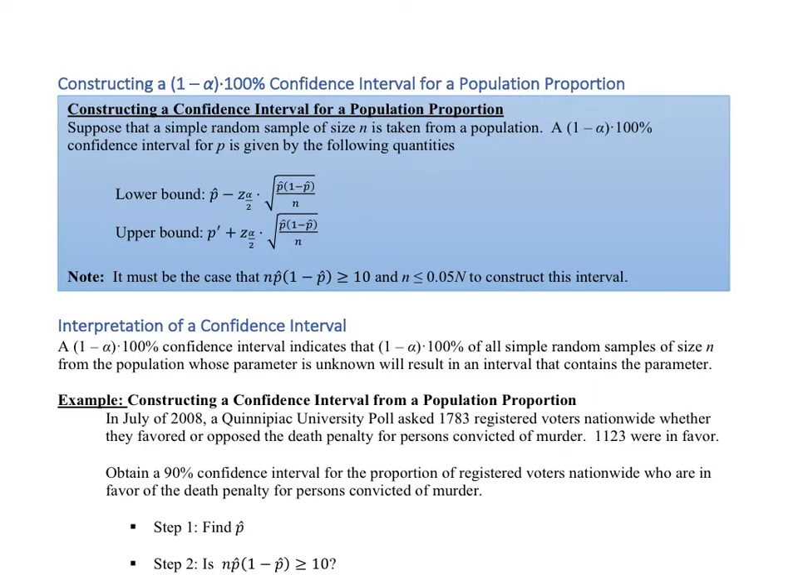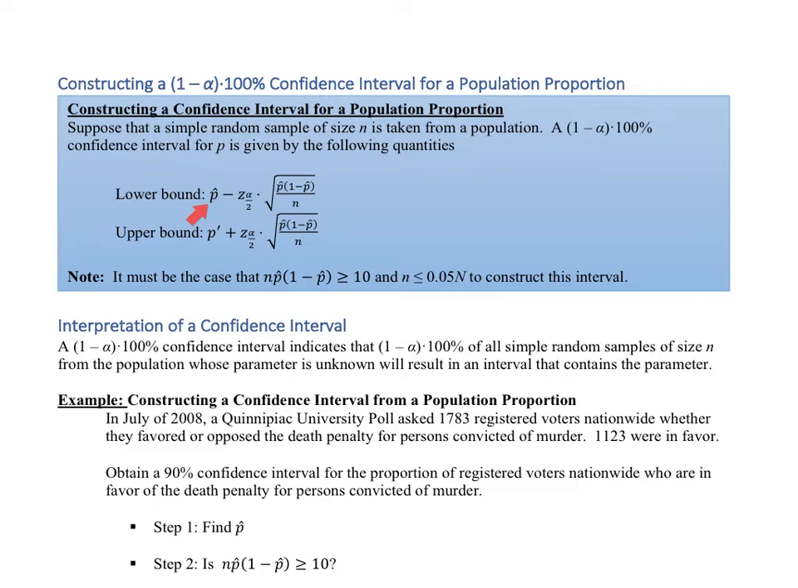So we want to construct a confidence interval here. What we need, if we have a simple random sample of size n, is a 1 minus alpha confidence level. Alpha is how far we're from 100%. And we know p, a given proportion. Then we can find the lower bound and upper bound by doing this.